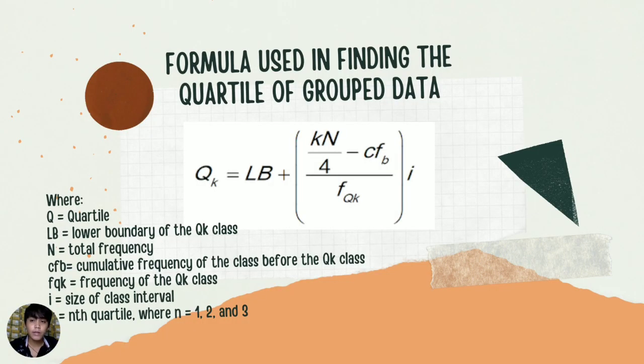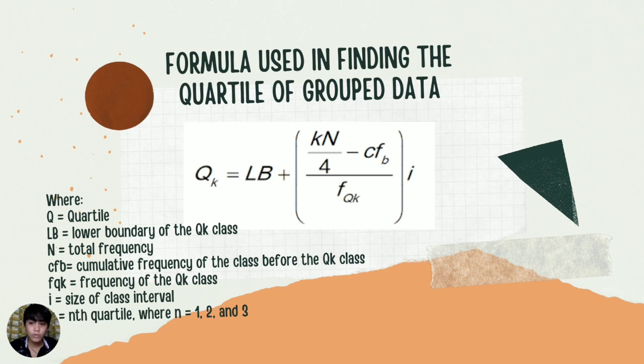So here's the formula used in finding the quartile of grouped data, where Q is quartile, LB is the lower boundary of the Qk class, N is the total frequency, CFB is the cumulative frequency of the class before the Qk class, FQk is the frequency of the Qk class, i is the size of the class interval or class width, and k is the nth quartile where n is equal to 1, 2, and 3.